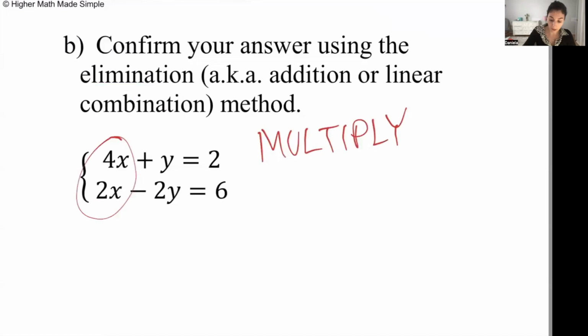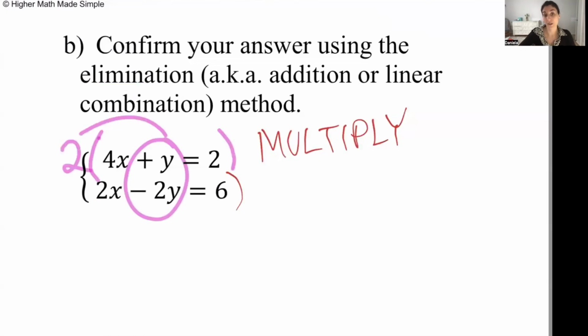So if you want to get rid of the x's, you're going to have to multiply the entire bottom equation by -2, because -2 times +2 is -4, which is the opposite of +4. If you want to get rid of the y's, looking over here, they are already opposite signs. So all you have to do is multiply the top equation by +2, because 2 times y is 2y.